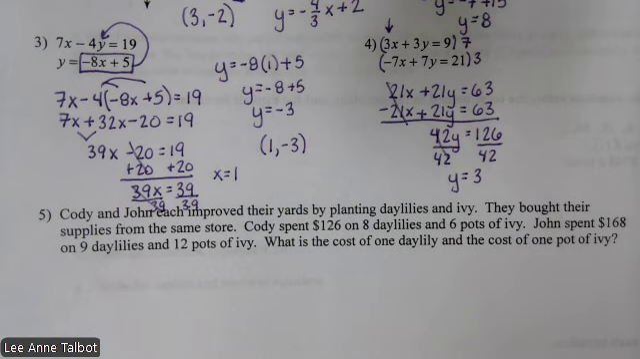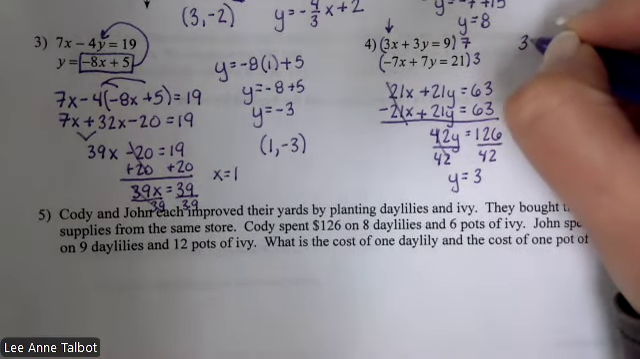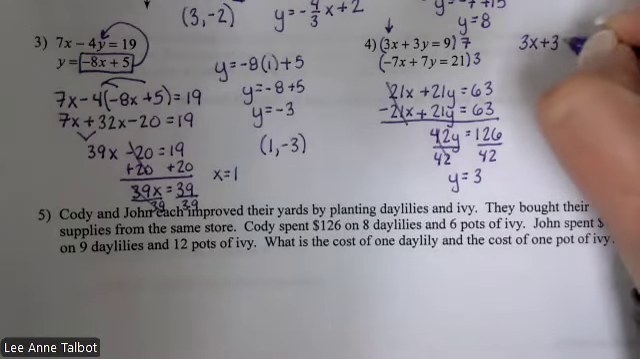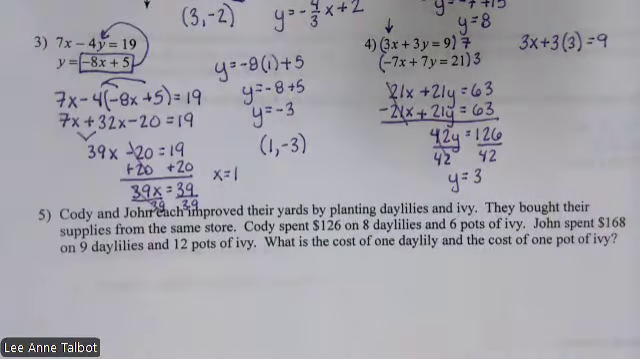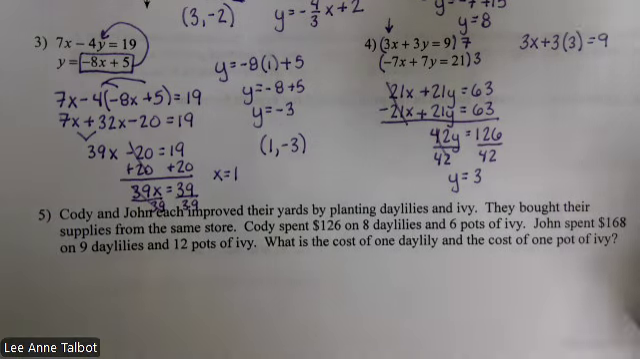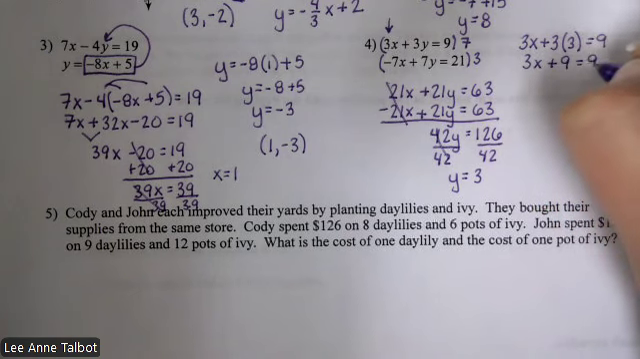I think X might be 0. Okay, so I'm going to plug into the top one, 3x plus 3y equals 9. 3x plus 9 equals 9.